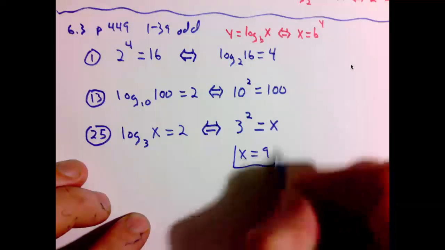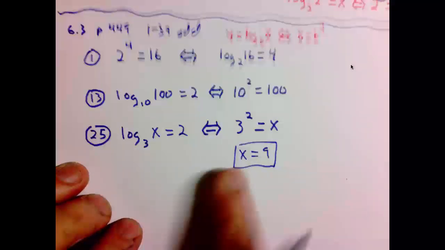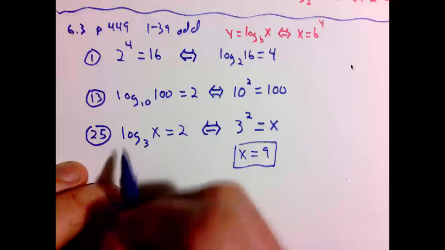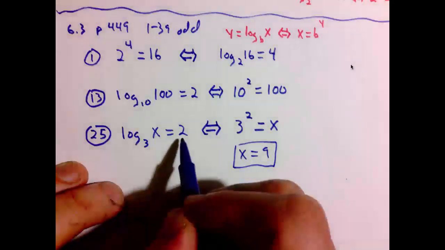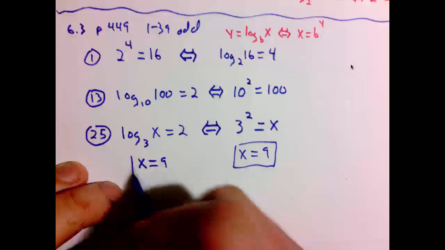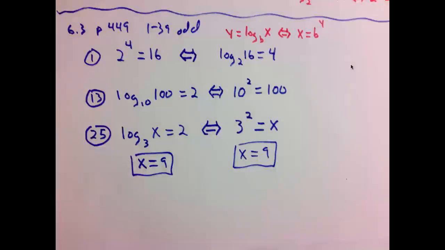You have just solved your first logarithmic equation. To say 3 squared is equal to x is the same as saying log base 3 of x is equal to 2, and in either of these cases, x is 9. Alright, with that you will probably be able to handle the remainder of the problems on page 449.